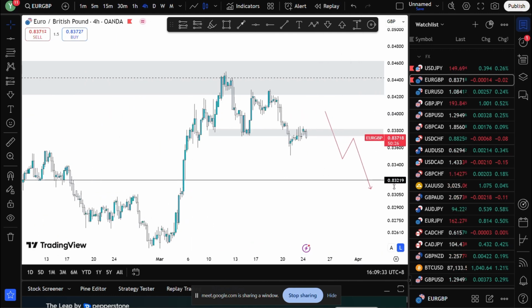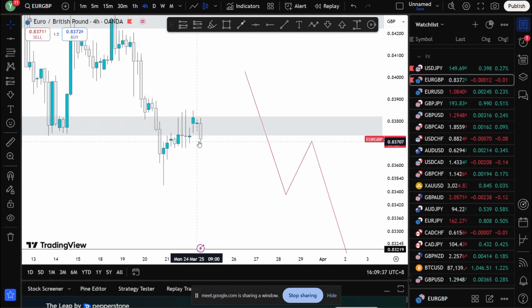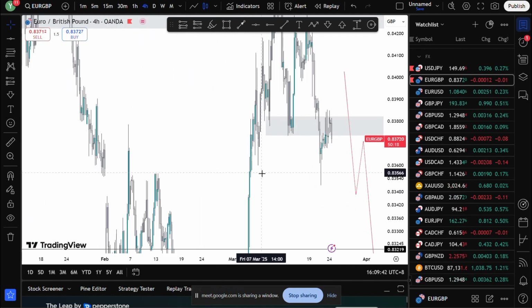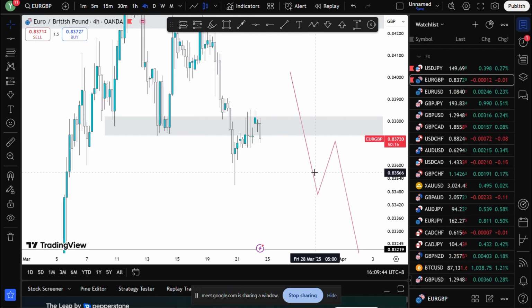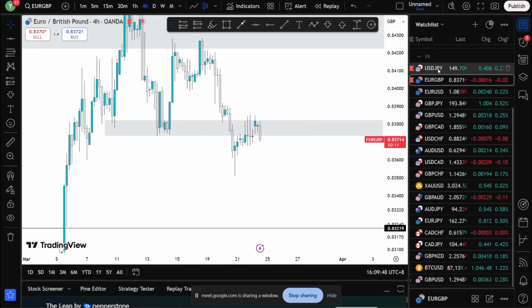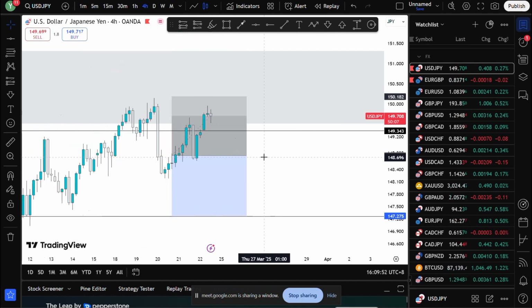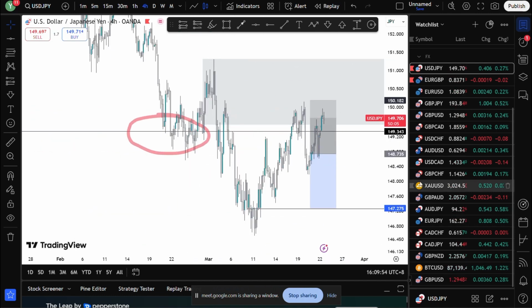Now we will wait for this 4 hour candle to form and see how the price goes first. Then we decide whether we want to enter this trade or not. For now we'll just wait, and for USD JPY, we will also just wait and see.